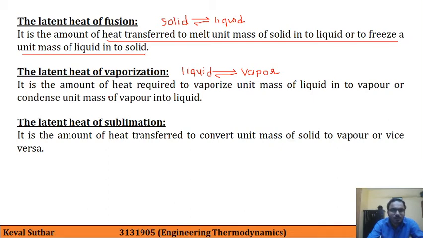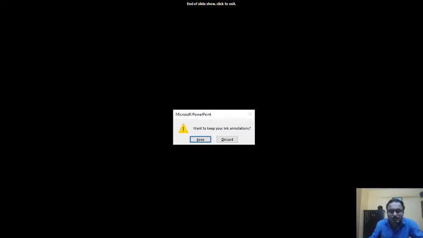It is the amount of heat transferred to convert a unit mass of solid to vapor or vice versa. So here the conversion is between solid and vapor. Okay, so these are 3 types of latent heats. So this is the end of chapter work and heat transfer.